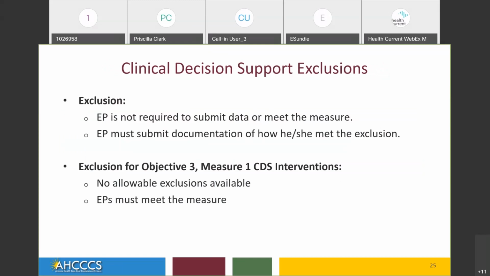The clinical decision support exclusions. For an exclusion, the EP is not required to submit data or meet the measure, but the EP must submit documentation of how he or she meets the exclusion. The exclusion for Objective 3, Measure 1, CDS interventions: there are actually no allowable exclusions available. The EP must meet the measure.